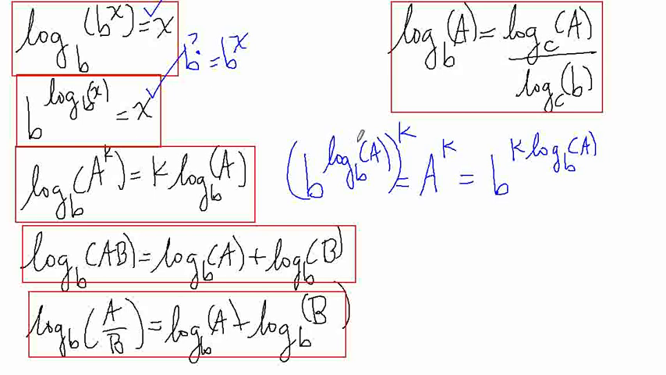So, now we have that a to the k is equal to b raised to k log a base b. Now, take the logarithm of both sides. So, in other words, the logarithm of a to the k power, that's equal to the logarithm of that last blob there.